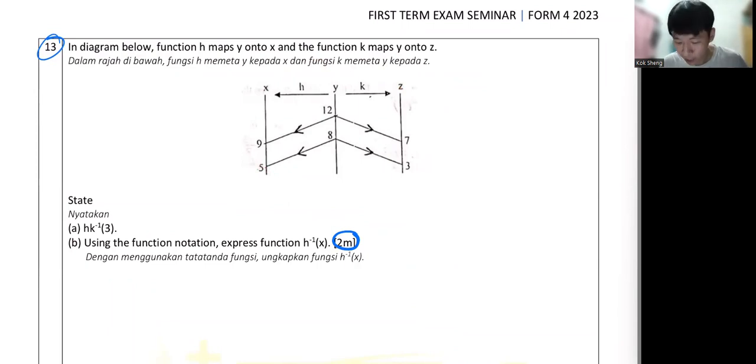And now you can see the direction. Function h, you can see that the h here goes from right side to left side. So for function h, this is object and this is image. Look at the arrow. And then for the function k, it is left to right. So this is object and this is image. If you look at the color, I already made it like this. Okay, so now we can start question A.